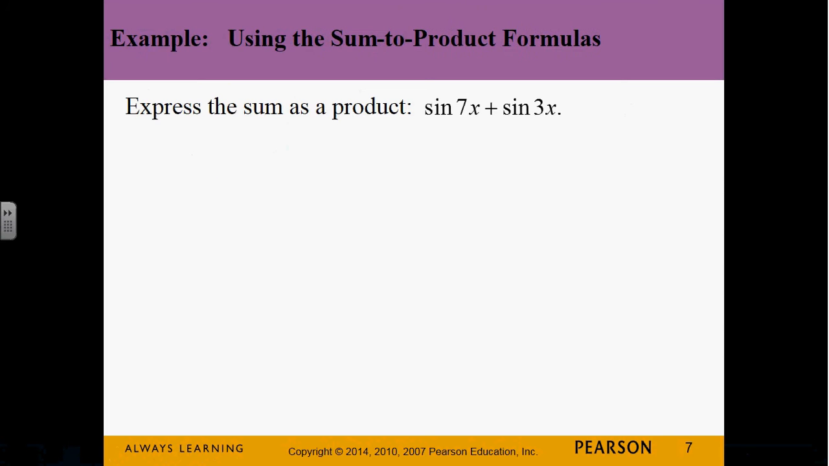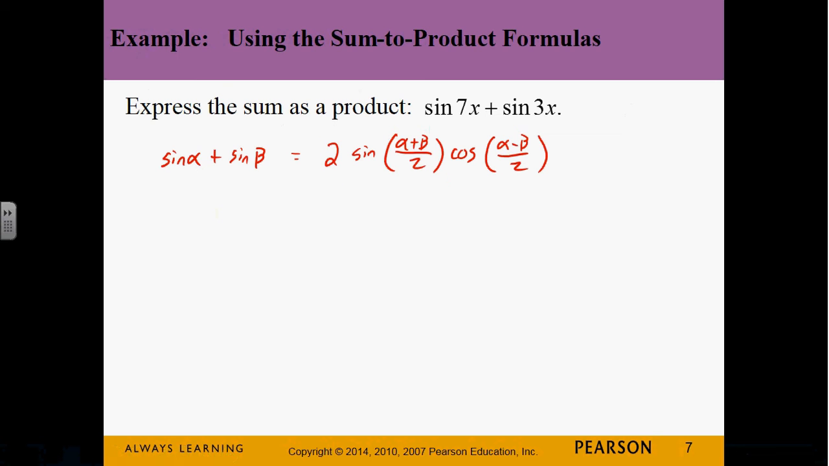All right, so let's look at sine of 7x plus sine of 3x. So it's sine and sine, so I know it's going to be sine and cosine. So we've got sine alpha plus sine beta. All right, so that's going to give us 2 times sine of alpha plus beta over 2, cosine of alpha minus beta over 2. Cosine, I'm sorry, yeah, because we have to swap them up with sine.